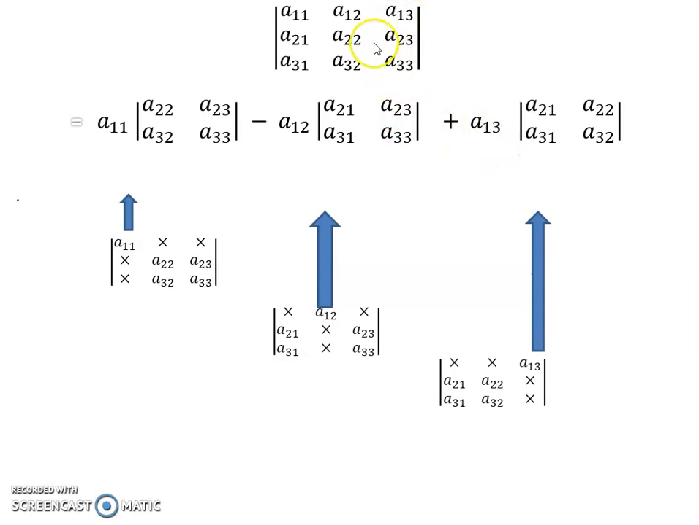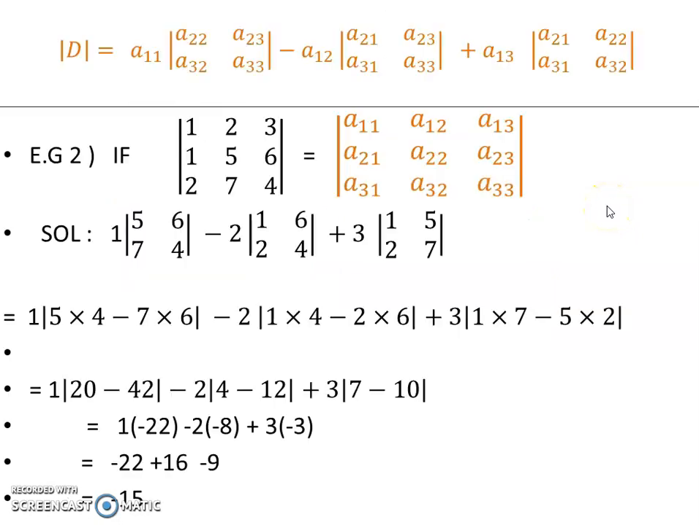Last, third column, first row. Which element is in the center? Obviously A13, so we should write it here. We skip row 1 and column 3. So we have to skip those elements. Which elements remain? A21, A22, A31 and A32. We will understand this step by taking an example based on it and make the concept clear. I write the general step we derived just above.